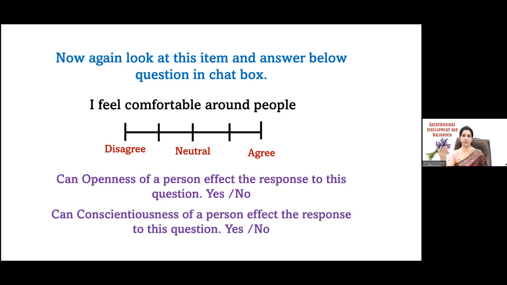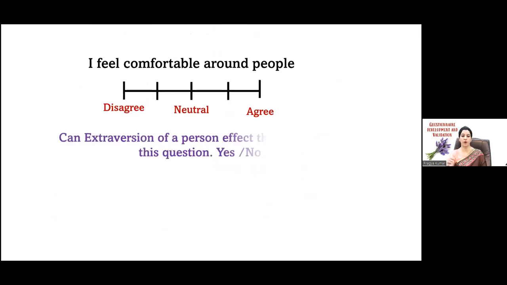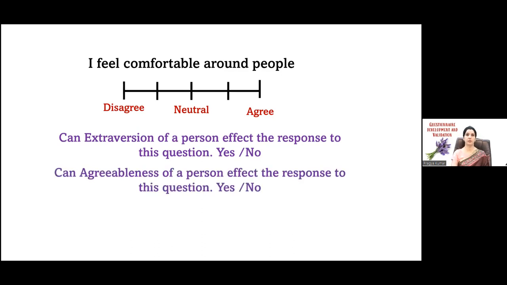If I ask, can the conscientiousness of a person affect this response, because conscientiousness was what? The ability to be goal oriented. So if I say that I'm comfortable around people, can conscientiousness affect this response? It may be yes. Or if I say that I feel comfortable around people, can you say that I'm an extraversion person? Because extraversion is what? I get very happy by the outside world. So maybe extraversion will also affect this question.